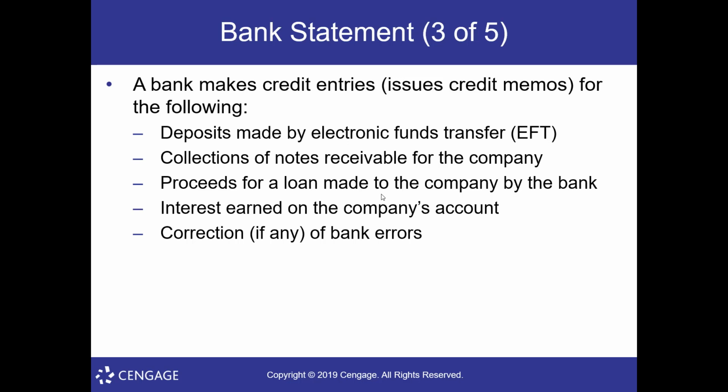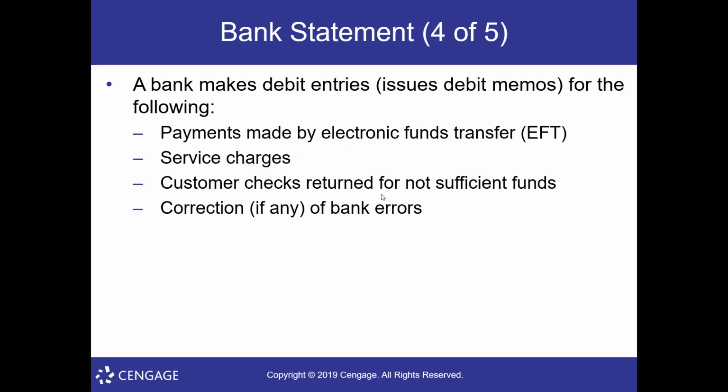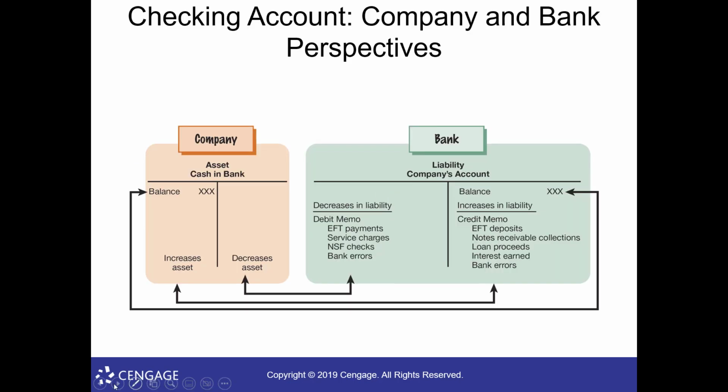Bank credits are deposits made by EFTs, collections on notes receivable, proceeds from a loan, interest earned, and a correction if there are any bank errors. The bank makes debits for the following: payments made by EFTs, service charges, customers' checks returned for non-sufficient funds, and any correction. So the company has a balance, and remember, cash should have a debit balance, right? So debits increase and credits decrease cash. The bank has the opposite situation because they're holding your money, and that's a liability.